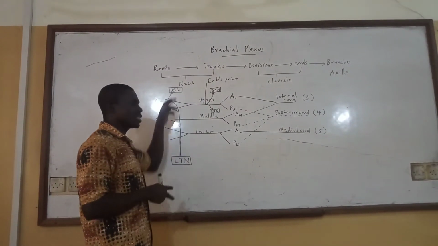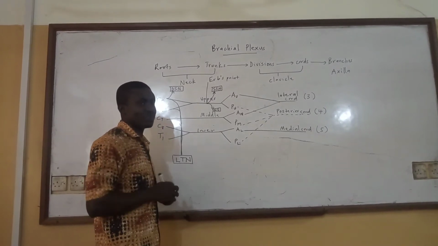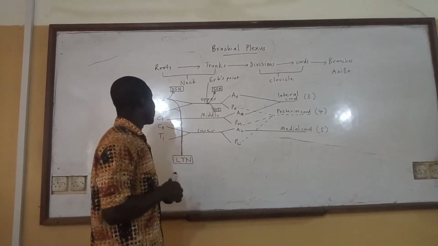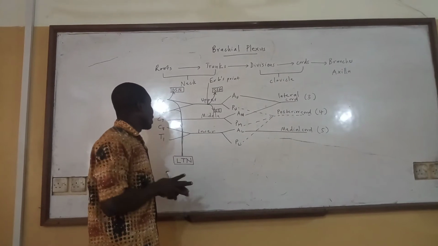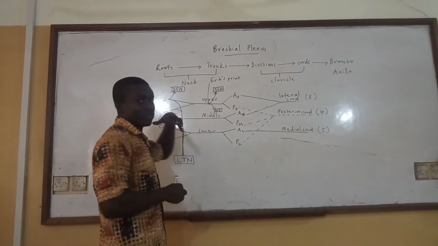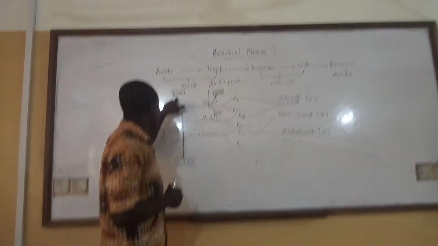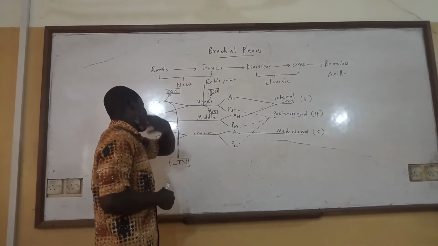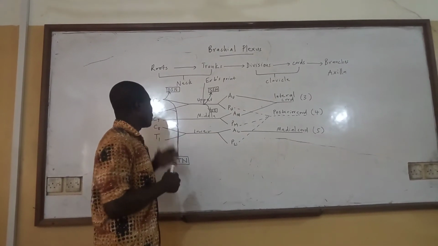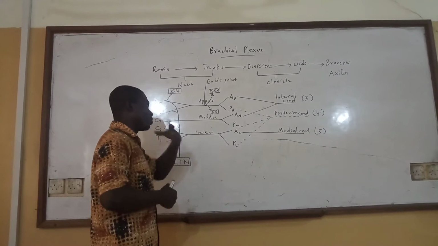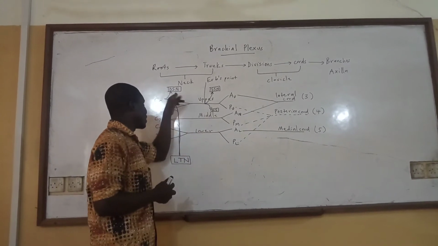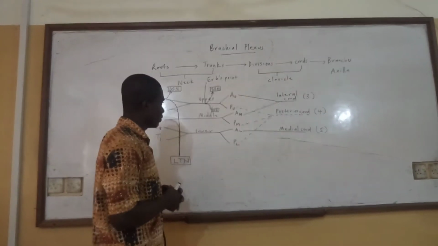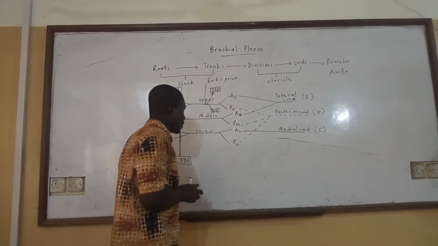And for the dorsal scapular nerve, if you visit my video that I did on the scapula, you get to know that we have the levator scapulae muscle. Apart from the levator scapulae muscle, we have rhomboideus major and minor, all getting their nerve supply from the dorsal scapular nerve. So that is what we have here.